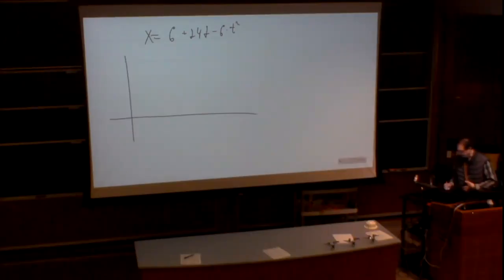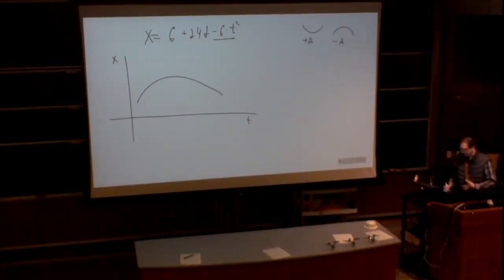Here, our knowledge of math might be handy. It's a parabola. So we have two types of parabolas, and the type depends on the quadratic term. This is for a positive coefficient. This is for a negative coefficient. So this is a negative coefficient, so we should see a graph like this.